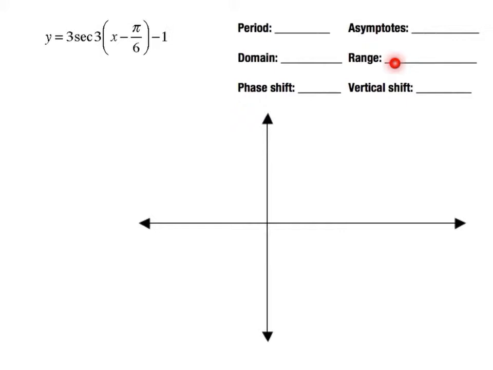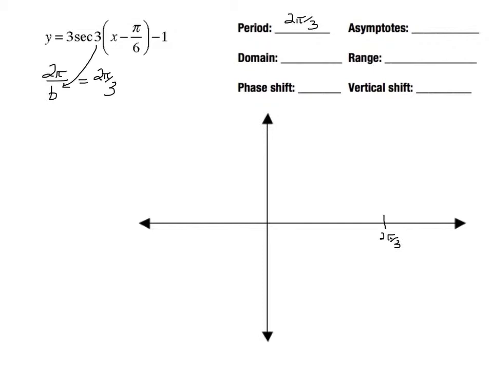Let's start with period. To calculate period, we want to go 2 pi divided by b. B is the number in front of x, which happens to be 3. So it'd be 2 pi over 3. So there's my period. And I'll go ahead and put that up in that blank space here. I can go down on my graph, and I can lay down one period of the function. So I'm going to go out 2 pi over 3.